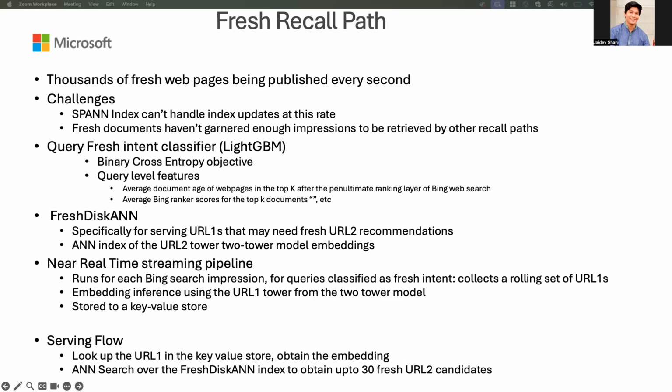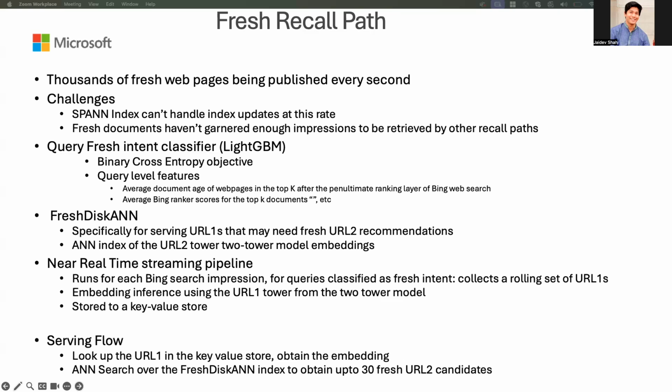We then create a fresh DiskANN index. So fresh DiskANN is specifically optimized and supports very fast ingestion and deletion. It's an ANN index of the URL two-tower embeddings from the two-tower model that I described before.